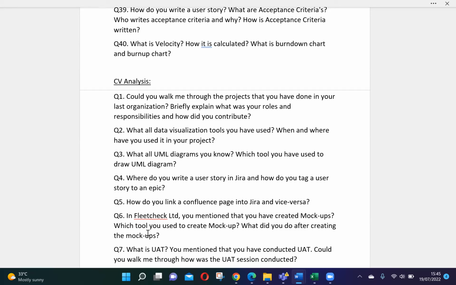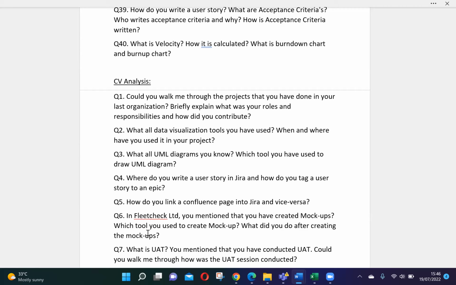Thank you. Okay, so in Fleet Check, you mentioned that you have created mockups. Which tool did you use to create mockups? What did you do after creating a mockup? Yeah, I've created mockups. The tool I use for creating mockups is Balsamiq Cloud. So what did you do after creating the mockup?